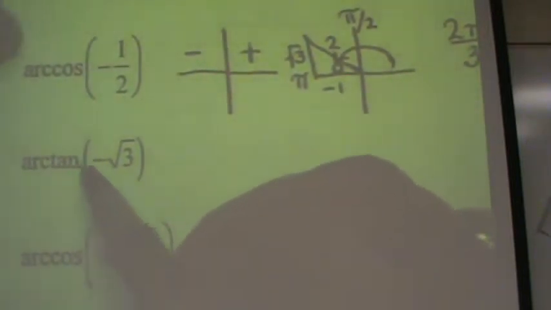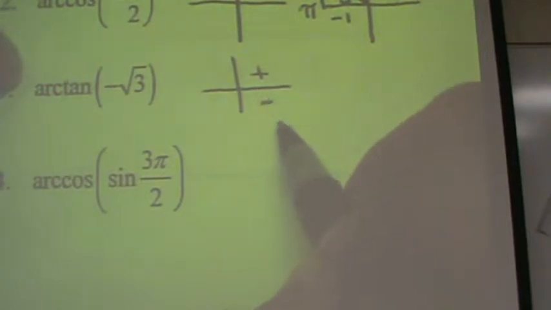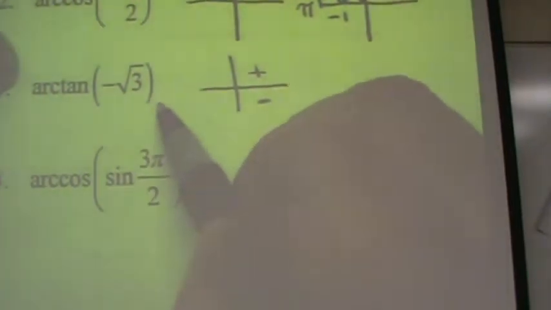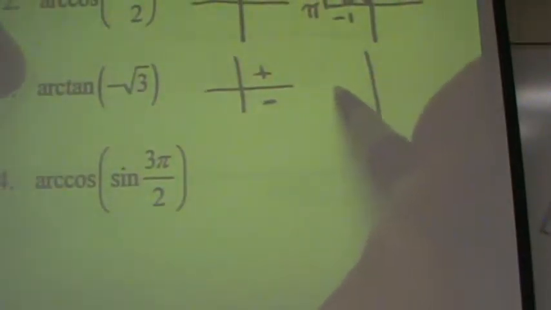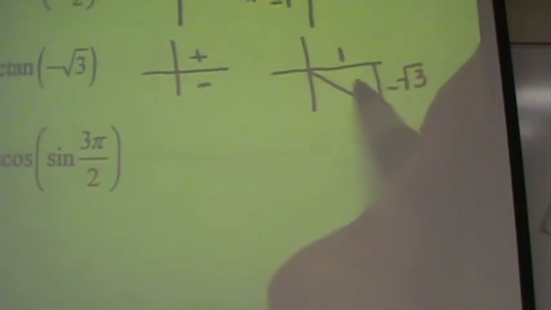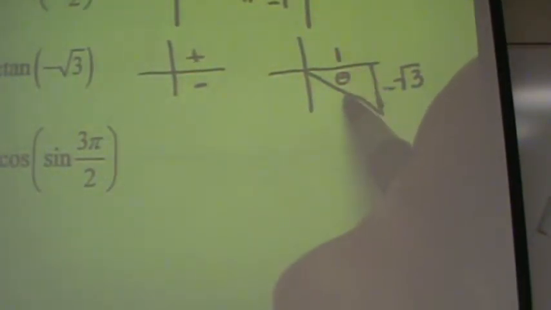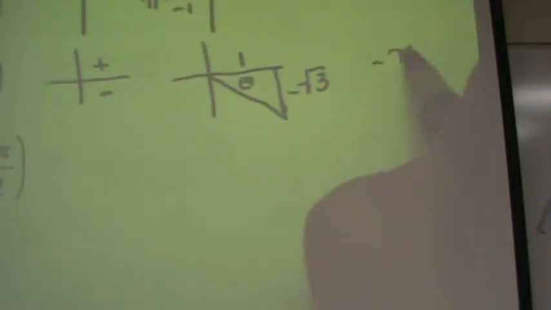Okay, arc tan, you're in quadrant 1 if it's positive, and quadrant 4 if it's negative. So when I say a negative root 3 over 1, this is the angle I am. It's negative root 3 and that's 1. What angle is this? Well, negative 60, so negative pi over 3.